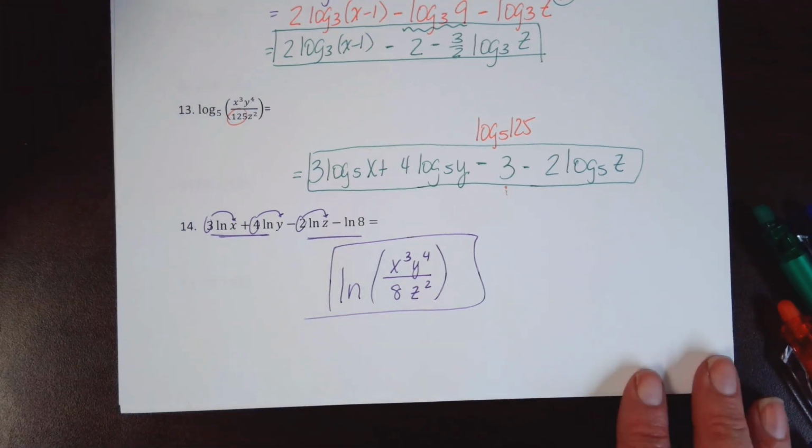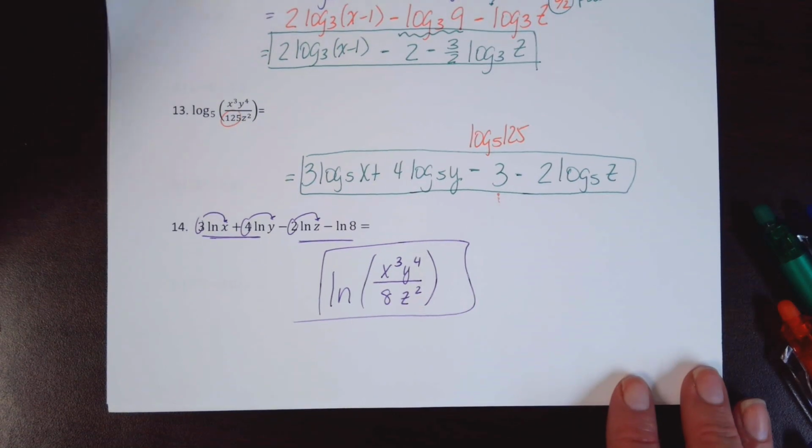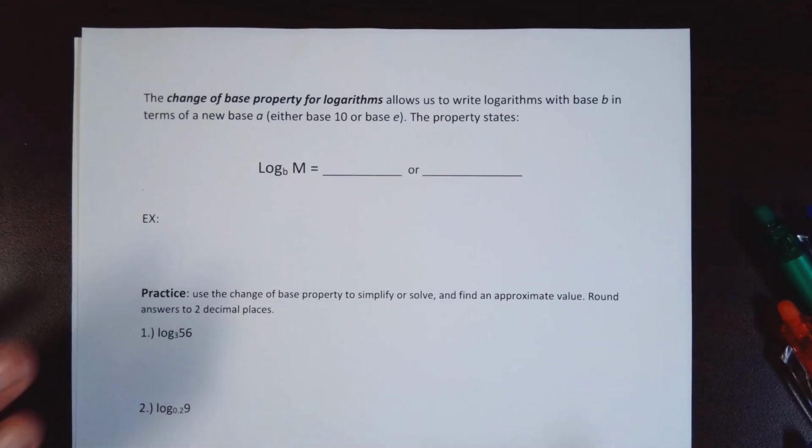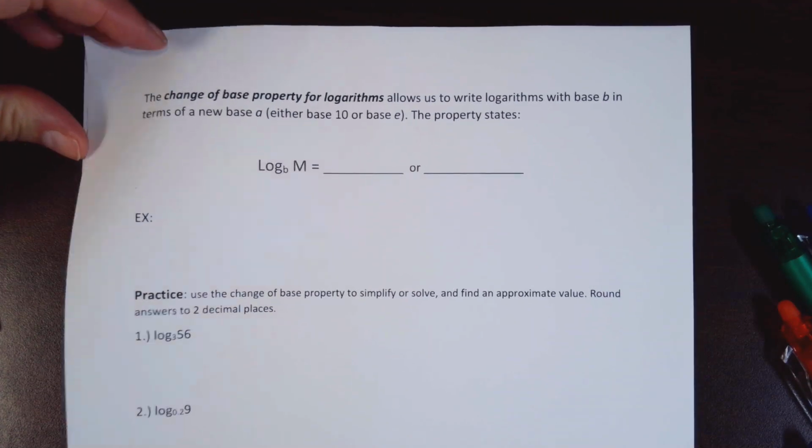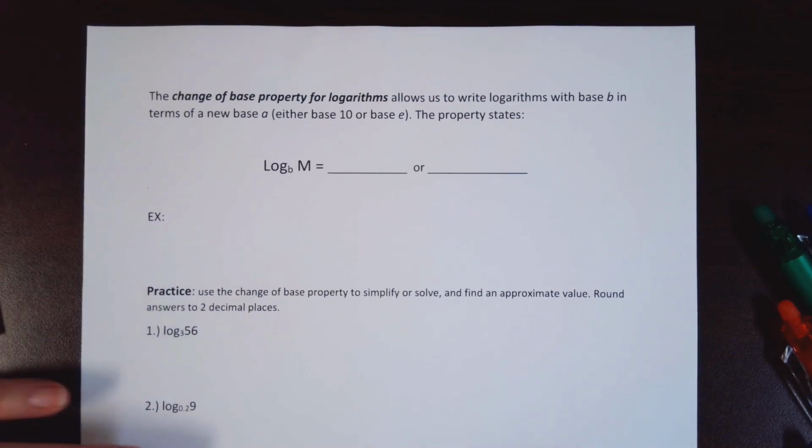Alright, one more quick page. We're going to talk about the change of base property. So a last property. What do we do when we don't have base 10 or base e? Well, we set it up as a ratio, change of base.